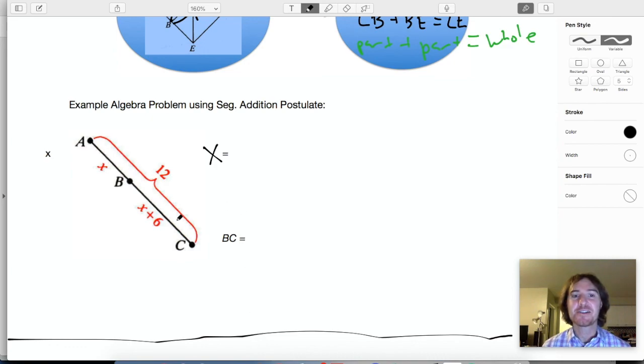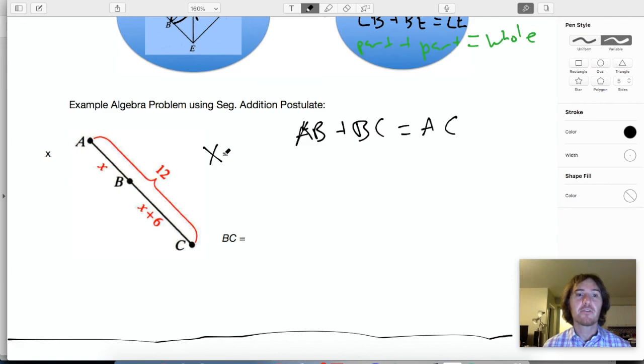Okay, so we have x here, so this is variables, right? That's why I call it an algebra problem that's here in Geo for us. Using the segment addition postulate, I'm gonna talk quietly in case you're still working. Using the segment addition postulate, we know that AB plus BC would have to equal AC, okay?